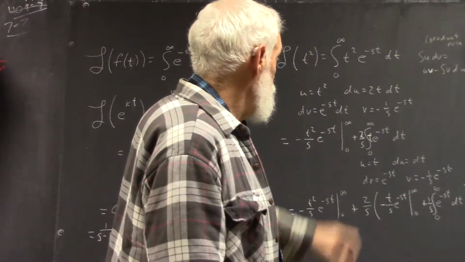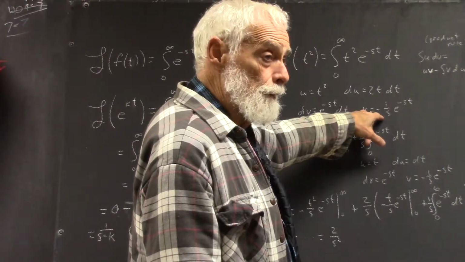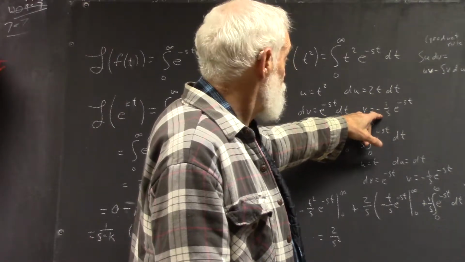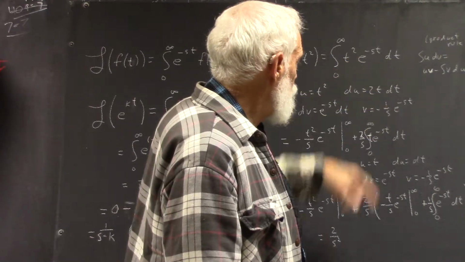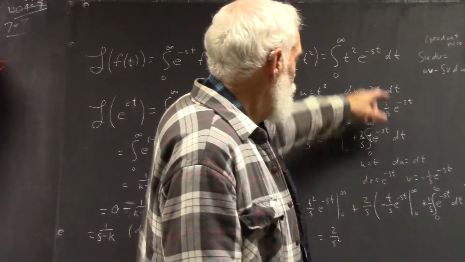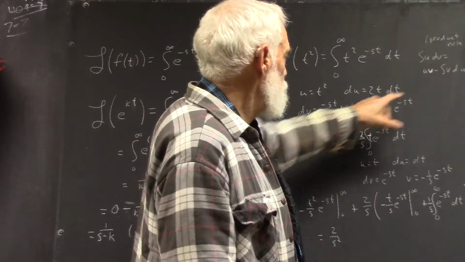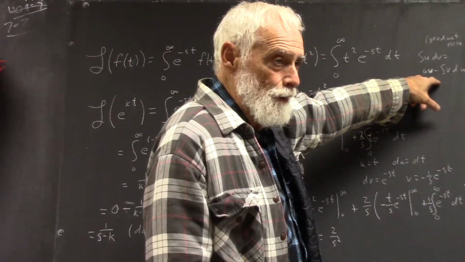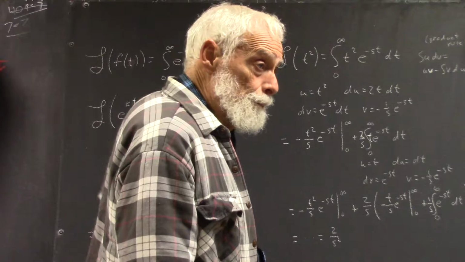Then you're going to have the 2t dt times your v, giving you 2t and a negative 1 over s, giving you negative 2t over s times then the t e to the negative st, and that comes out this. Remember, you're subtracting the integral of v du, so that negative sign and that negative sign are going to give you a positive, and you're going to get this.